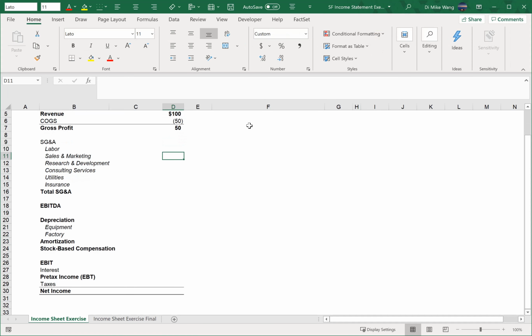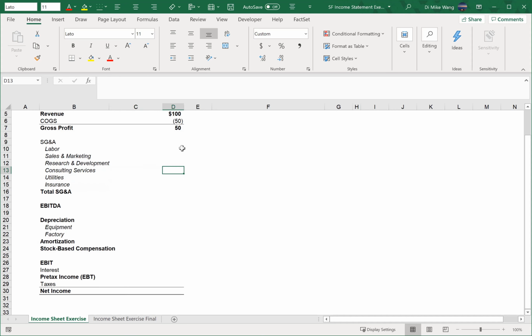Next, we'll move on to sales, general, and administrative, or SG&A. Just a side note here, SG&A is often interchangeable with operating expenses, so don't get caught off guard if either is used. Okay, so within SG&A, we've broken out these items into labor, sales and marketing, research and development, consulting services, utilities, and insurance. And just so you know, many of these items will never be listed out separately, but for the purposes of this exercise, we have lined them out.